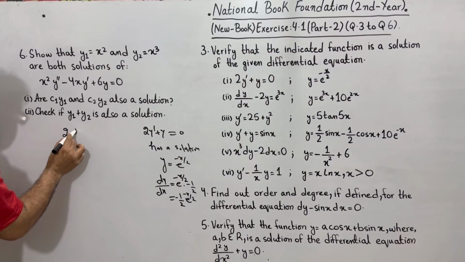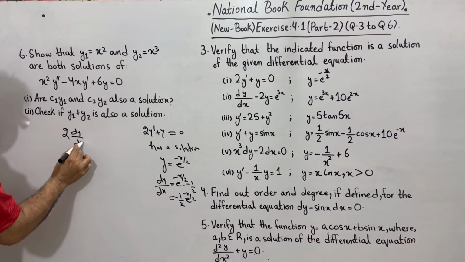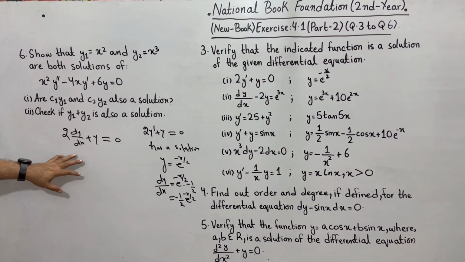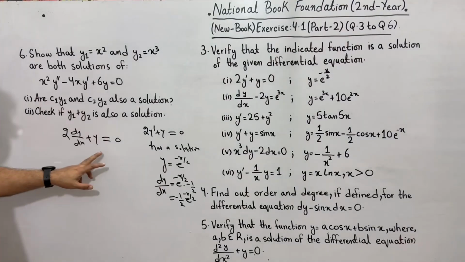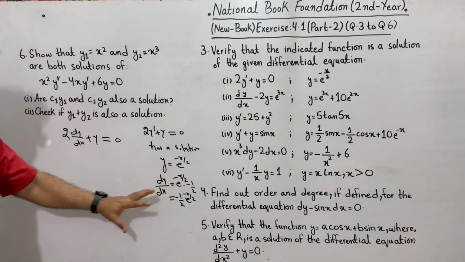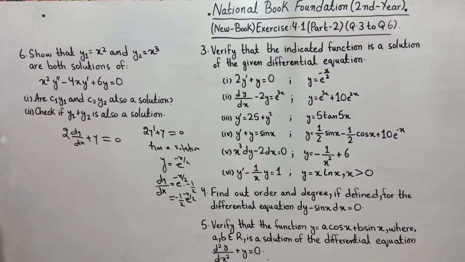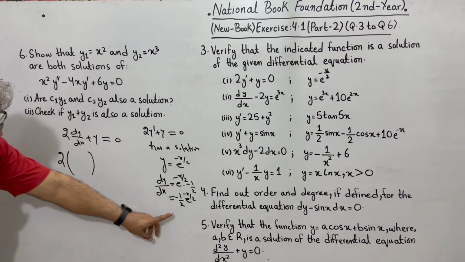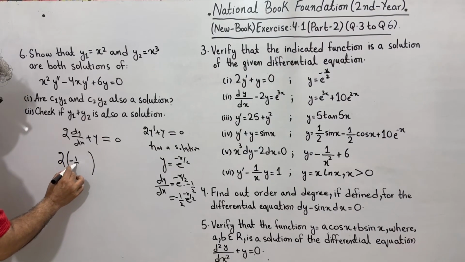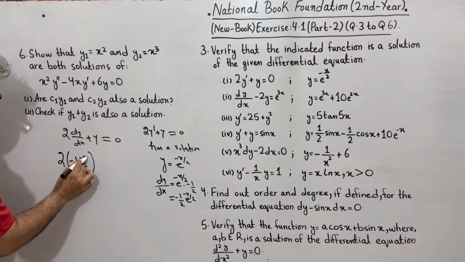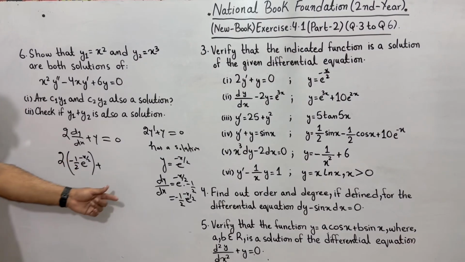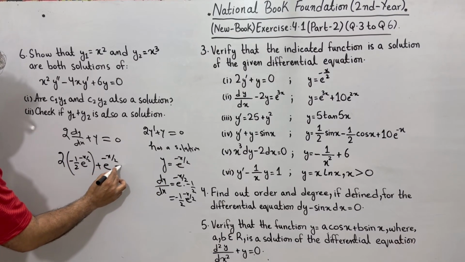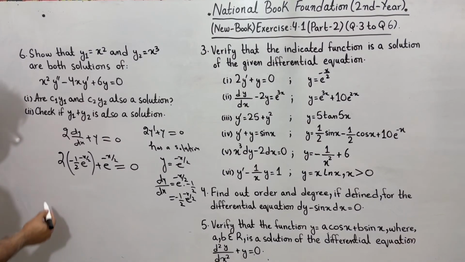2y' or dy upon dx, they are interchangeable, they are the same. We are familiar with this terminology. What is the value of the first derivative? What is the value of y? It is given to us. Put both values. If both sides are equal, it's our solution, otherwise not. 2 times dy upon dx means -1/2 e^(-x/2), plus the value of y, which is itself e^(-x/2), is equal to 0.